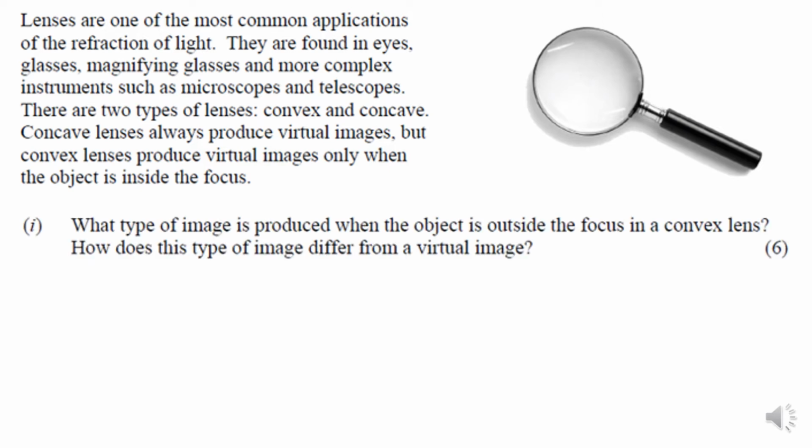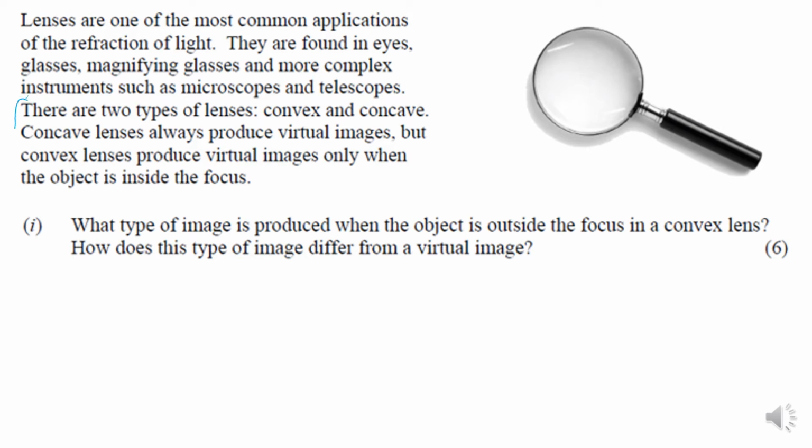And the first part of the question asks, what type of image is produced when the object is outside the focus in a convex lens? And how does this type of image differ from a virtual image? So the question is suggesting a certain answer, and also the text above here.